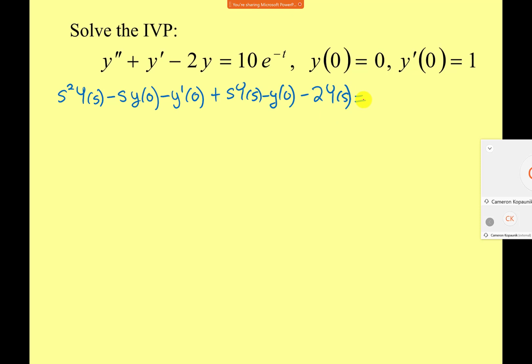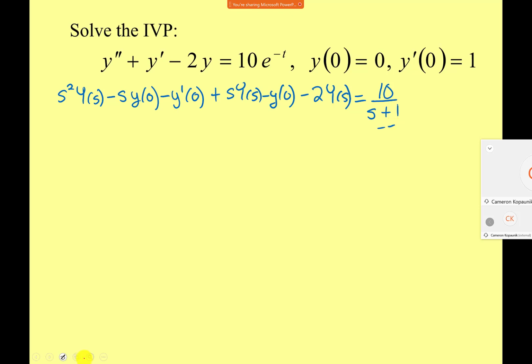equals, now this time we need to Laplace transform something besides 0. It's 10e to the minus t. So we know it's going to be 10 on top because we just multiply by the constant later. And then let's transform e to the minus t. We know that's 1 over s minus a. So that's going to be s plus 1 because it's minus a minus. So we've got the s plus 1 there.